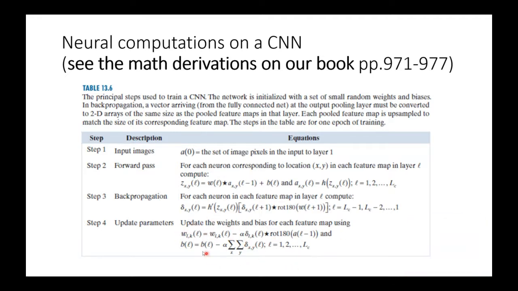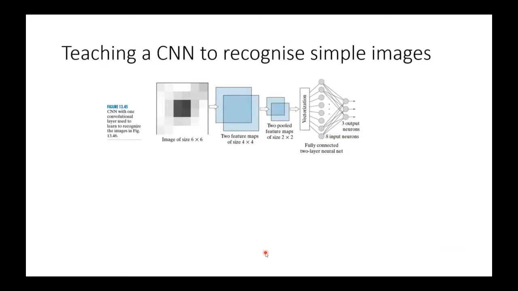And same thing, I have to do double summations here for the bias, because I have to take into account the receptive fields of the images.